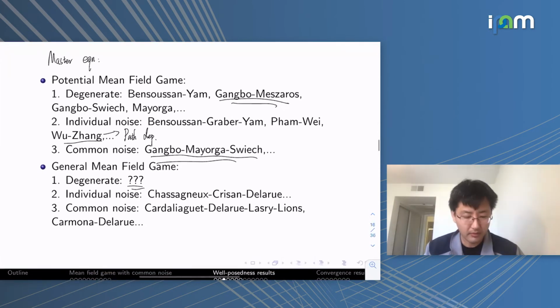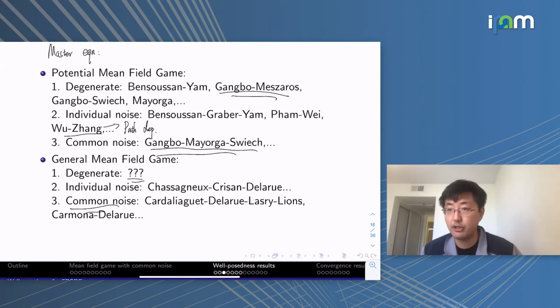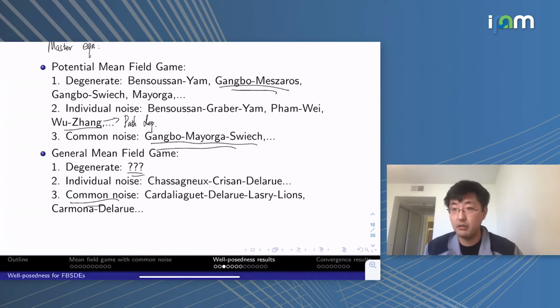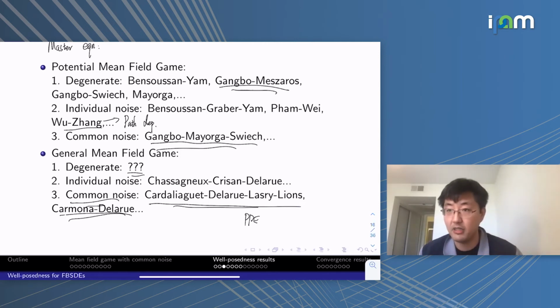The individual noise case was studied by Lasry, Lions, Cardaliaguet, and Delarue. And then the common noise case, I have already mentioned the papers written by these four authors, Cardaliaguet, Delarue, Lasry, Lions. Or you can see this book. And then also these two-volume thick books written by Carmona and Delarue, both of which involve common noise. The first one is based on the PDE method, and this one is based on the probabilistic method.